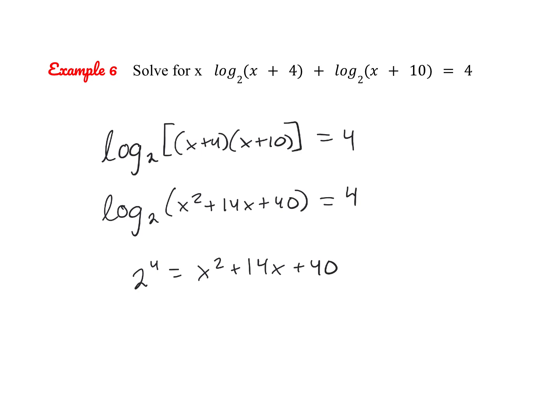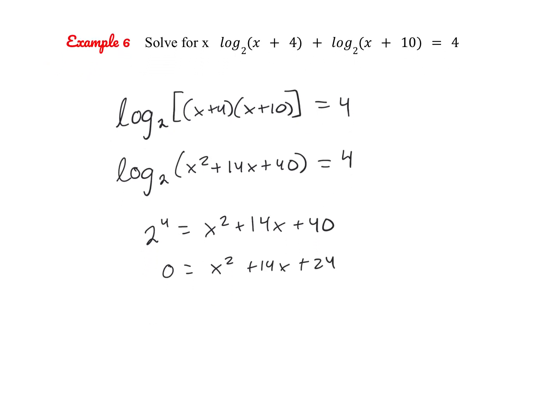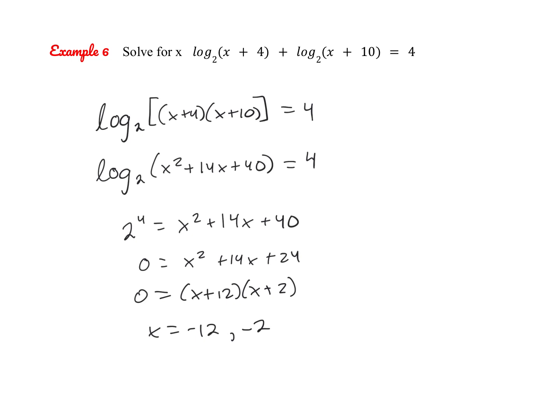So here we just have a quadratic equation. So of course we're going to set our equation equal to 0. So we get x squared plus 14x plus 24. And here we can solve by factoring. So we get two potential solutions, negative 12 and negative 2. But let's plug those both in to check.